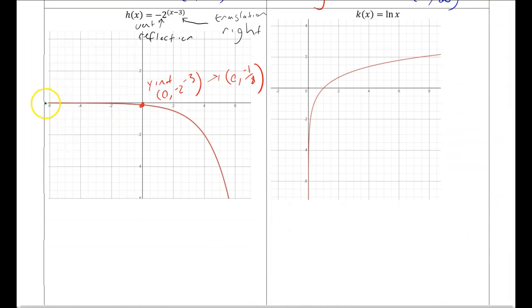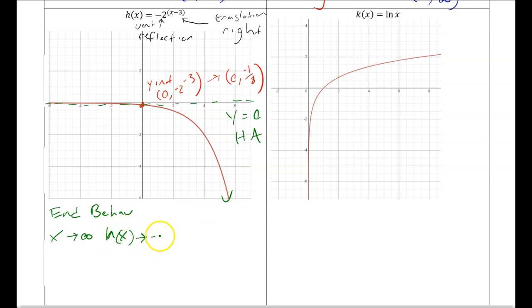So we still have this asymptote at y equals 0. Our end behavior is as x approaches infinity, we're going down now, right? h of x approaches negative infinity. And then on the other side is now our horizontal asymptote side. So as x approaches negative infinity, h of x approaches 0.